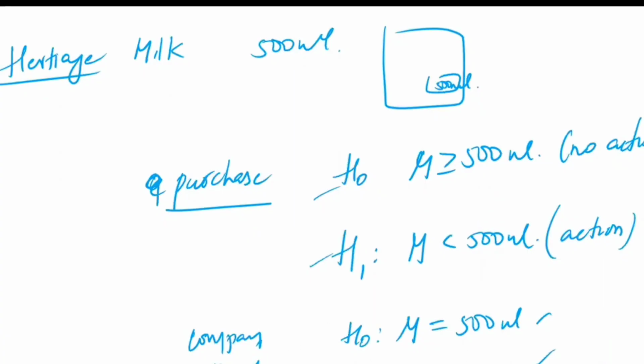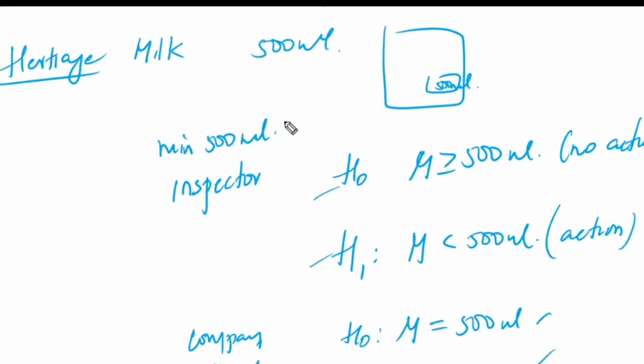Same situation, same example. Now you are a quality inspector. As per the inspector's role, you have to inspect the quantity or quality, whatever it is. You have to check whether they are maintaining 500 ml or not. Minimum 500 ml is there or not, only you have to check. If it is more, you no need to say, hey, you are giving more, don't give. Your work is whether they are maintaining 500 ml or not. Your work is that one.